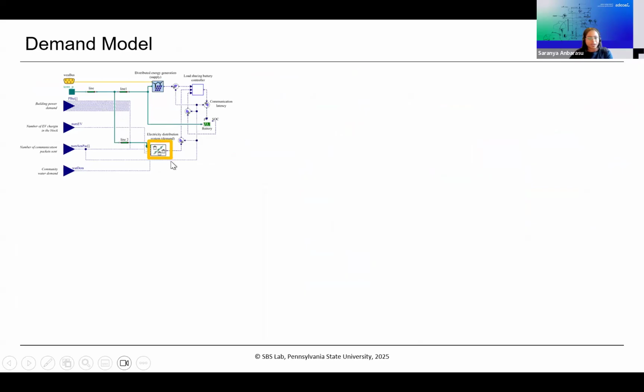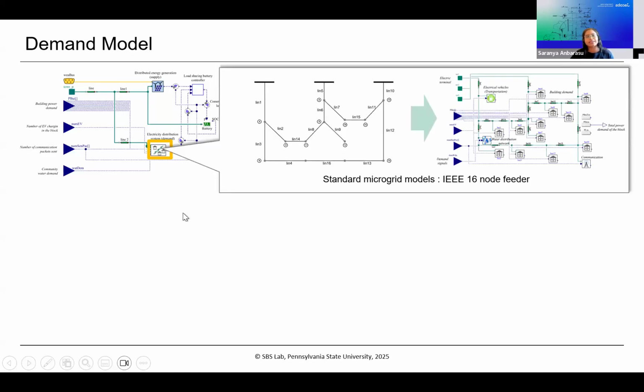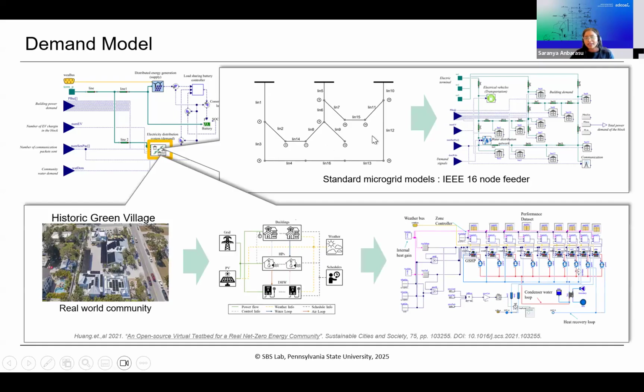So as I said, the demand model, right? We can model it for many different uses. Either we can do simple demand as in the previous slide, or we could also model it as standard microgrid models. Here, one example is showing the IEEE 16 node feeder. This has 3 buses, and there are loads connected to it and different lines connecting each of those loads, which has been implemented as a model, connected by loads and all the buses, the 3 buses that we see. Or if we want to model a real world community, it can also be modeled, just replacing this block with the real world community block.